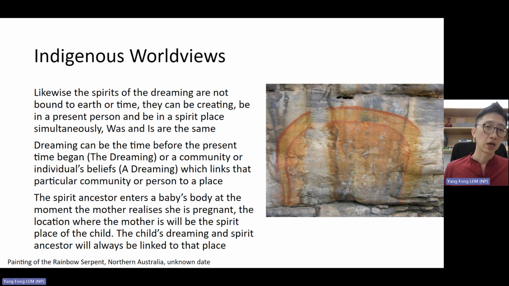Dreaming can be the time before the present began. You can read this, but the thing is that it can be the past, the present, and it's linked to the particular. It can be linked to a particular community, just one person, maybe an object or a certain place. So the spirit ancestor enters a baby's body at the moment that the mother realizes she is pregnant. The location where the mother is will be the spirit place of the child. The child's dreaming and the spirit ancestors will always be linked to that place. So a very strong link to the land that they come from.